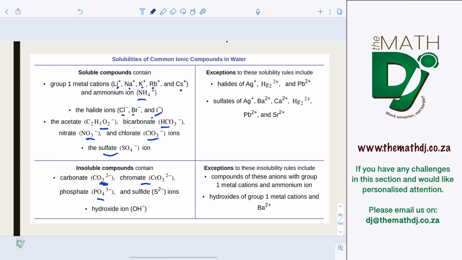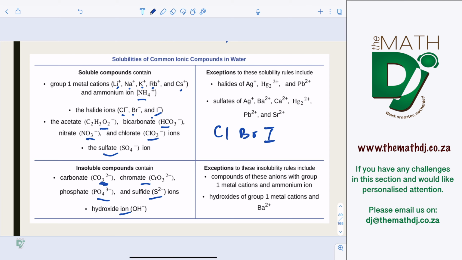Chromate, phosphate, sulfide, and hydroxide are commonly not soluble in water. Then exceptions to these solubility rules include halides. Halides, we're talking of chloride, bromide, iodide. These are halides.